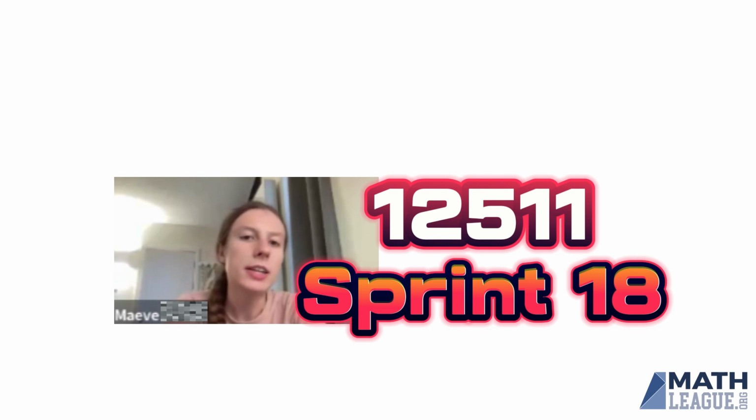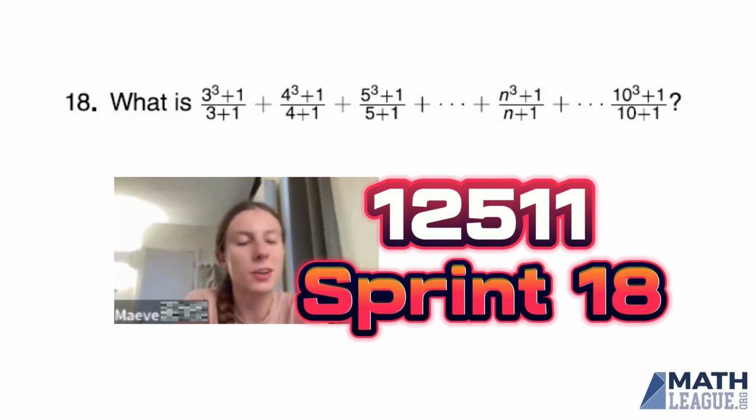This time it's going to be question 18, and this one looks really scary because it's got a lot of numbers in it. So what is 3 cubed plus 1 over 3 plus 1, plus 4 cubed plus 1 over 4 plus 1, plus 5 cubed plus 1 over 5 plus 1? In general, n cubed plus 1 over n plus 1, all the way up to 10 cubed plus 1 over 10 plus 1. Okay, I mean, we could just do it, right?